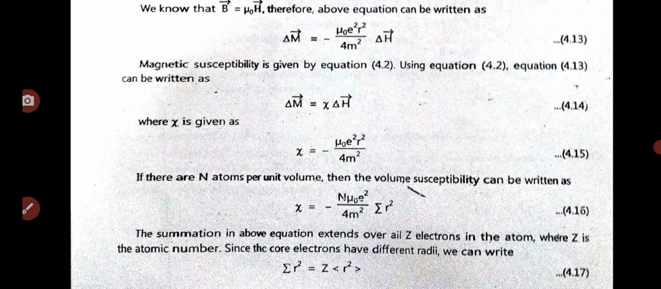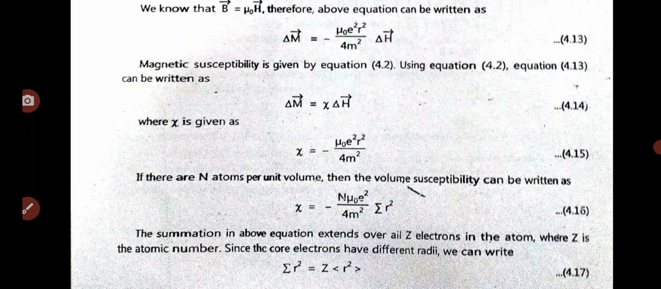So mu naught n, mu naught e square divided by 4m square, this is the constant value, and the summation of R square. If we consider the many loops here, it is the summation of these loops' radius square, and this summation of the above equation extends over all z electrons of the atom, where z is the atomic number.